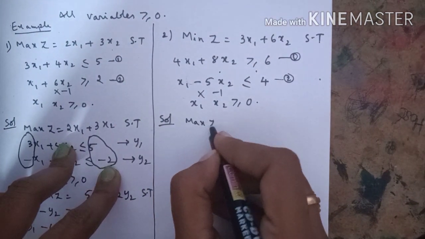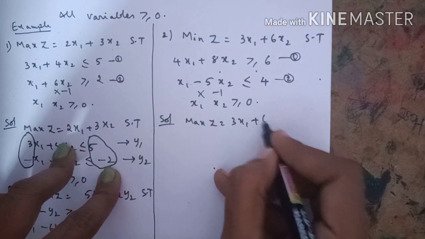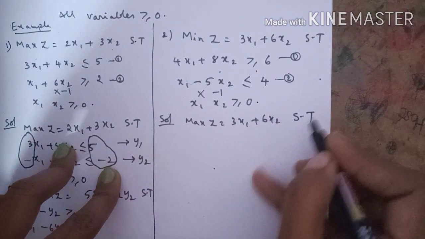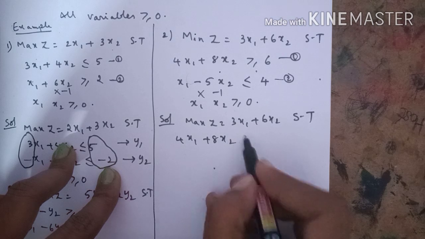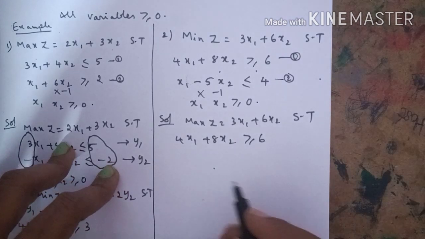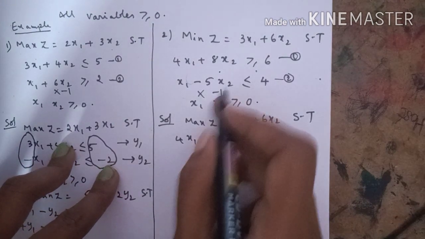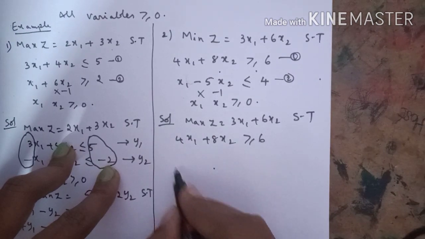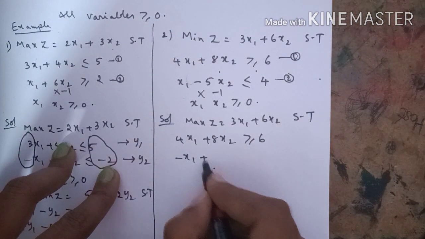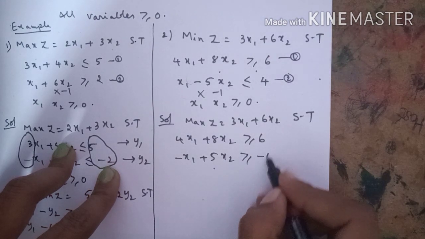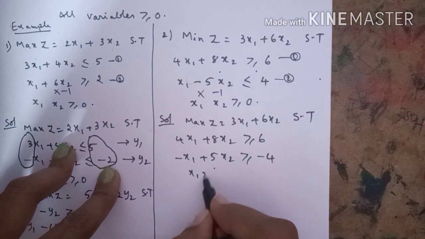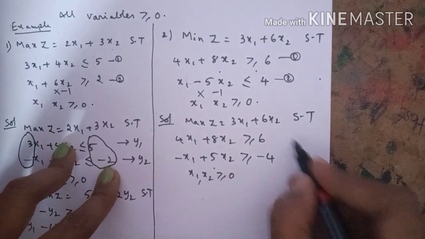Min z is equal to, I will write 3x1 plus 6x2, subject to the constraints. 4x1 plus 8x2 greater than or equal to 6, the greater than or equal to symbol is there. I am writing the first constraint as it is. The second constraint I am multiplying by -1 on both sides: minus x1 plus 5x2, less than or equal to becomes greater than or equal to -4. x1, x2 greater than or equal to 0.